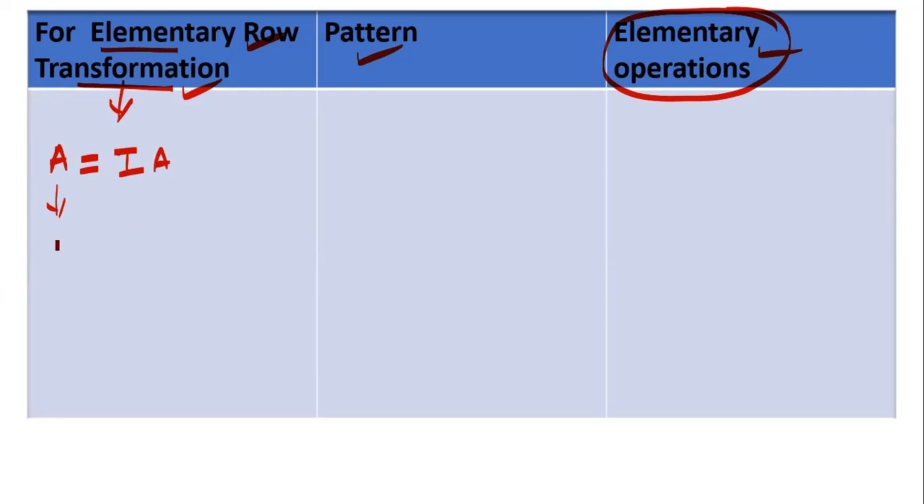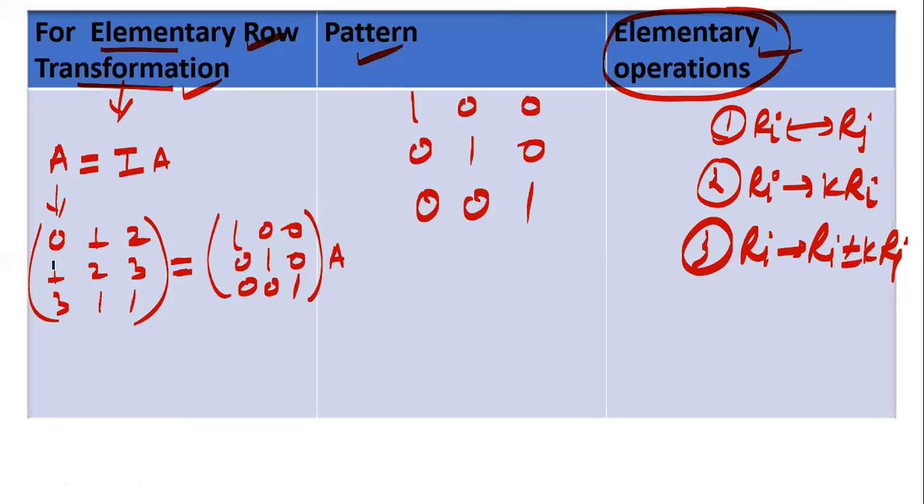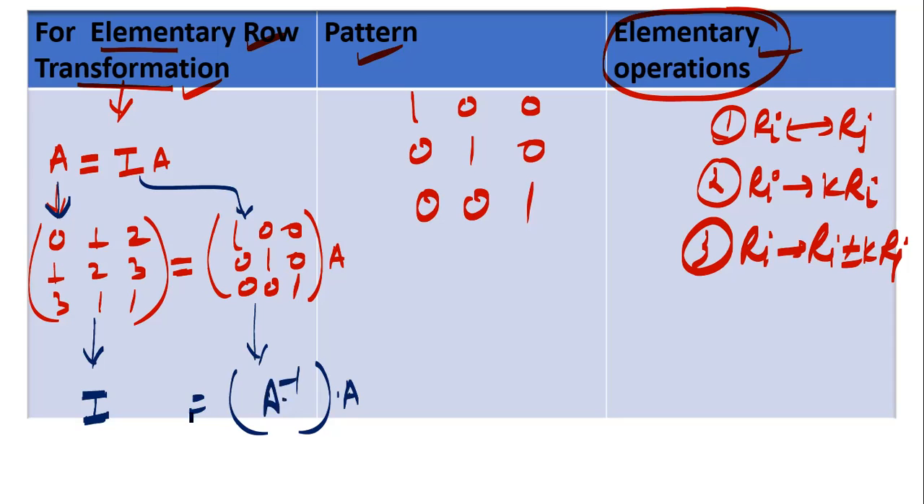For example, let's take the matrix A as 0, 1, 2, 1, 2, 3, 3, 1, 1, and I will be the identity matrix of order 3 by 3 because the given matrix is of order 3 by 3, and A will remain. What we will do? We will make this matrix I using elementary operations in rows only. Same operation would be done in RHS. This A will remain. And whenever it becomes I, obviously this will be the inverse of this matrix.